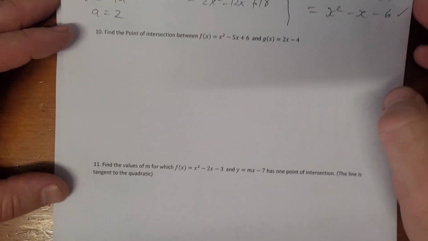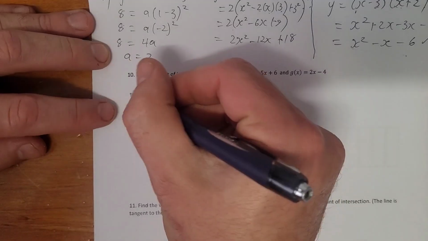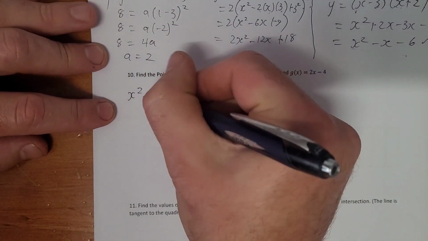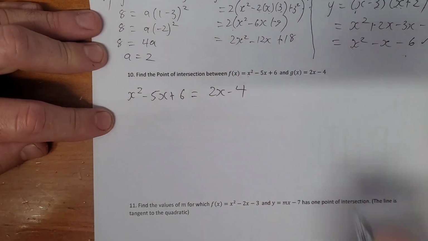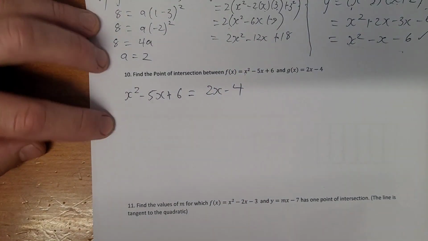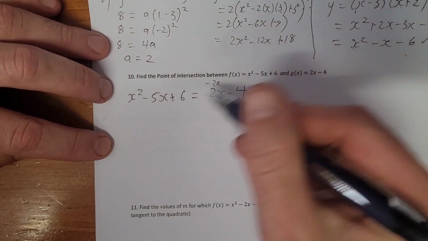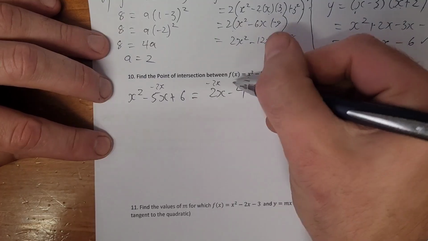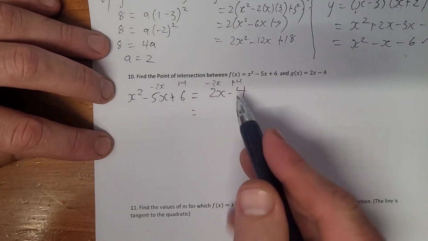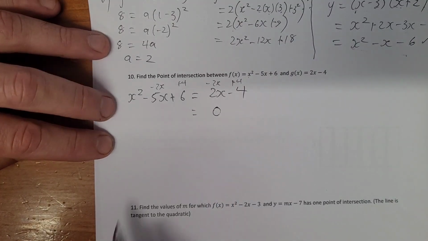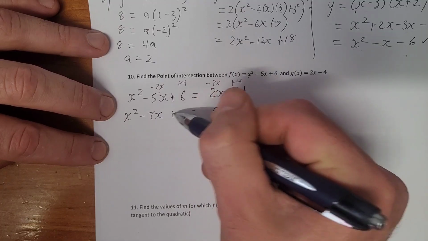If we're going to find this manually, what we would do is equate these two equations together. So we would have x squared take 5x plus 6 is equal to 2x take away 4. Then we're going to move everything to the left-hand side. We want to know what are the values of x that make this true. So I'm going to take away 2x from both sides and plus 4 to both sides, because what that does on the right-hand side is give us 0. And on the left-hand side, we'll have x squared, take away 7x and plus 10.